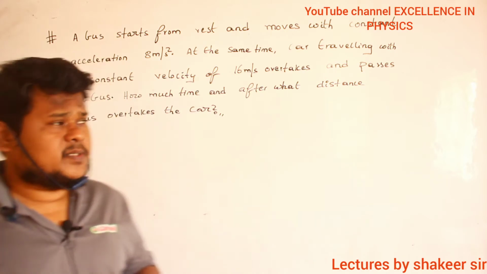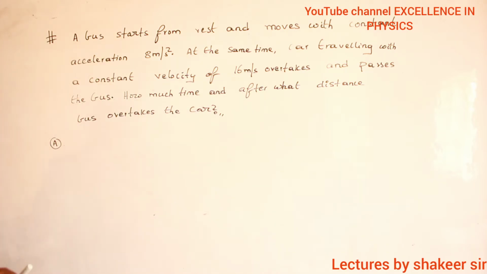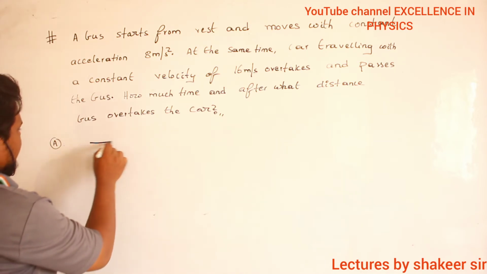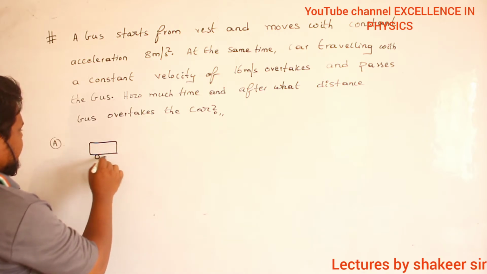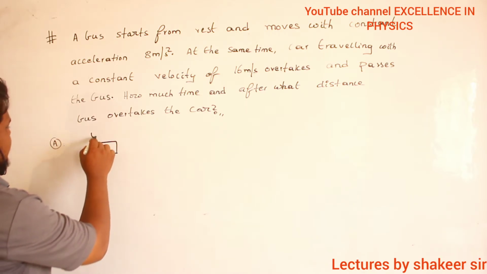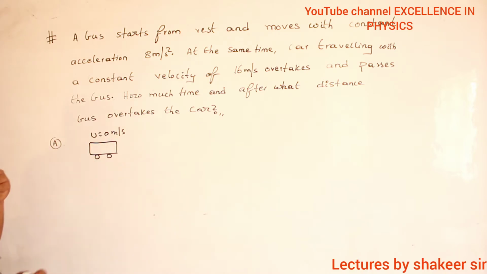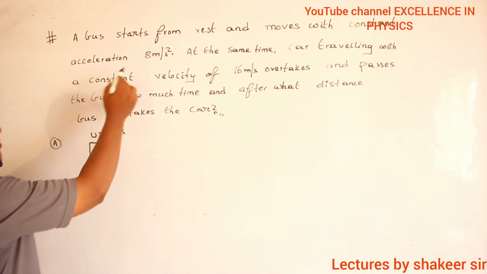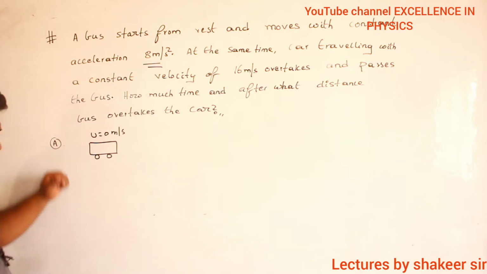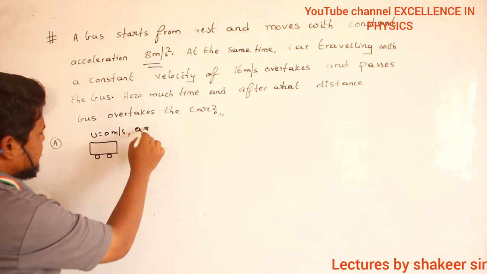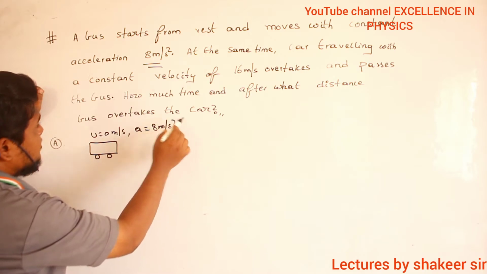A bus starts from rest position and moves with a constant acceleration of 8 meters per second square. Clear now? So first of all we will take this bus. It is starting from rest position. Rest position means initial velocity is 0. And what is the acceleration of the bus? 8 meters per second square. So acceleration is given as 8 meters per second square.